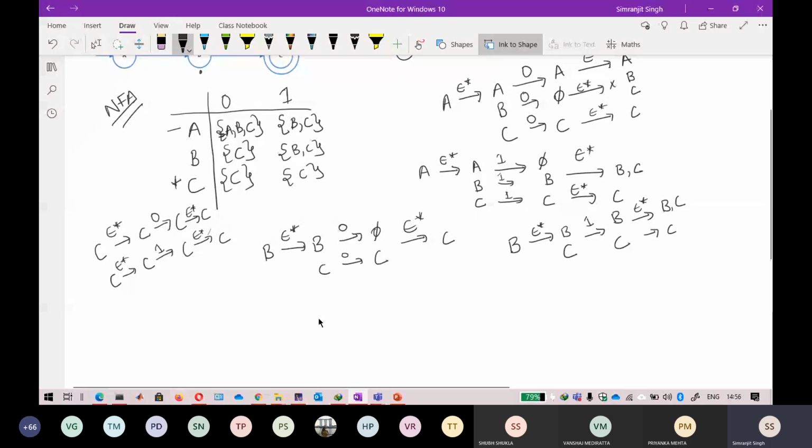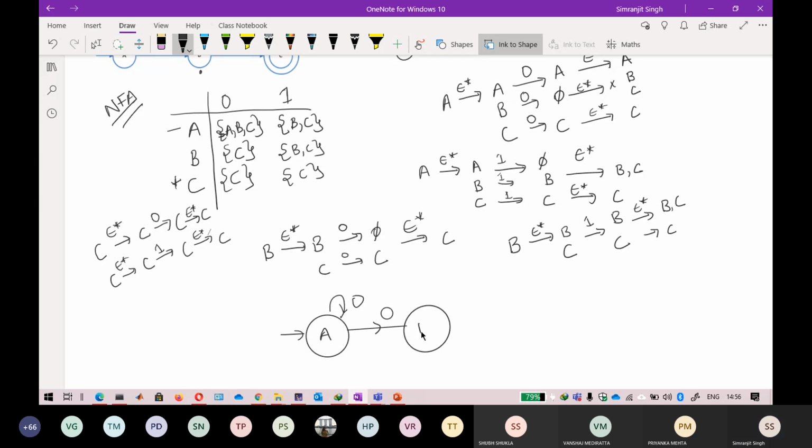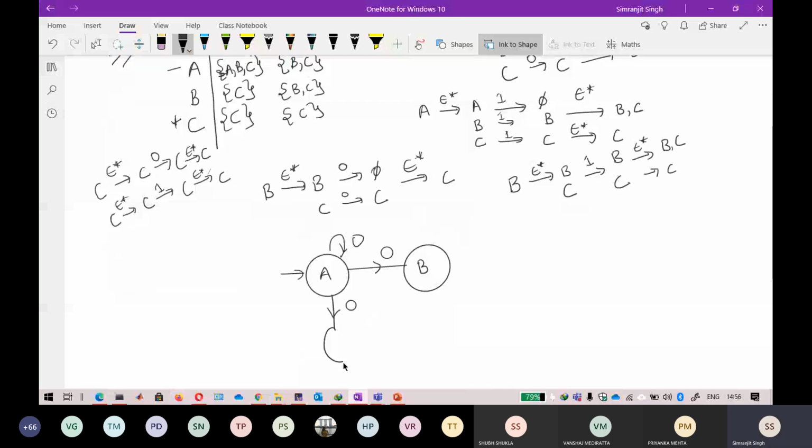The initial state here is A. On getting an input of 0, it is staying at A, it is going towards B, it is going towards C also. So I just write C like this. It will be your C state. After that, on getting an input of 1, it is going towards B and C. So here will be 1 B, and here will be 1 C.